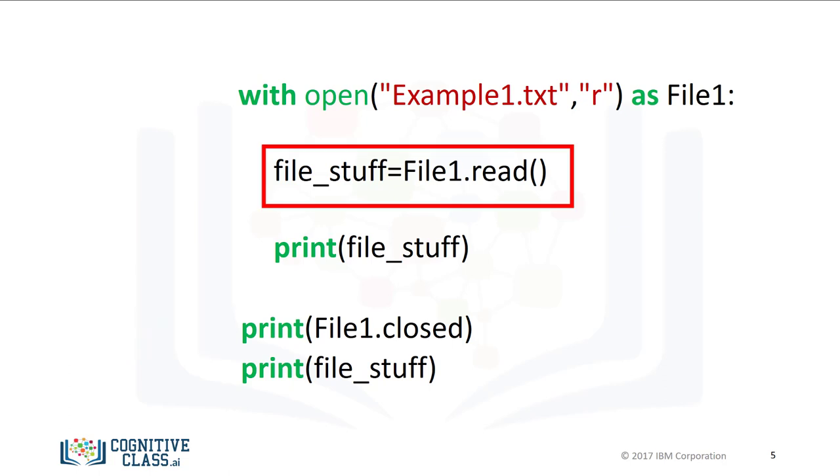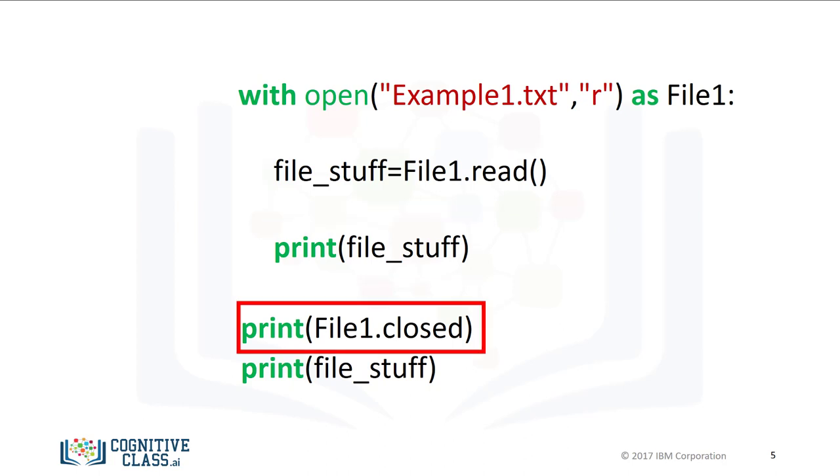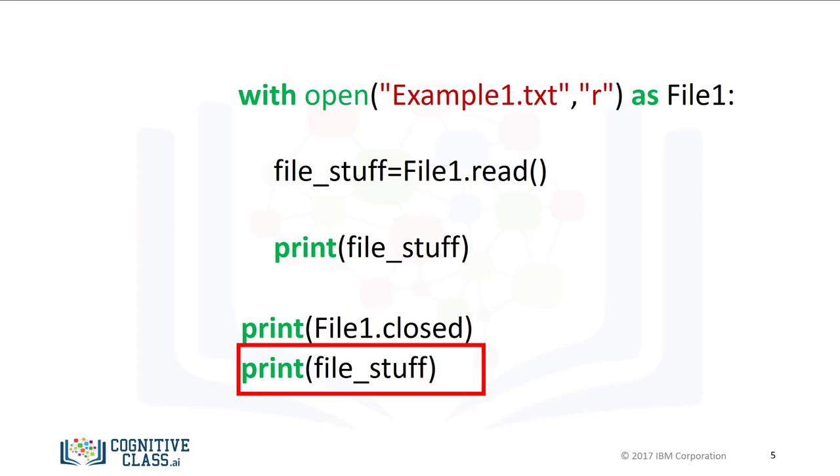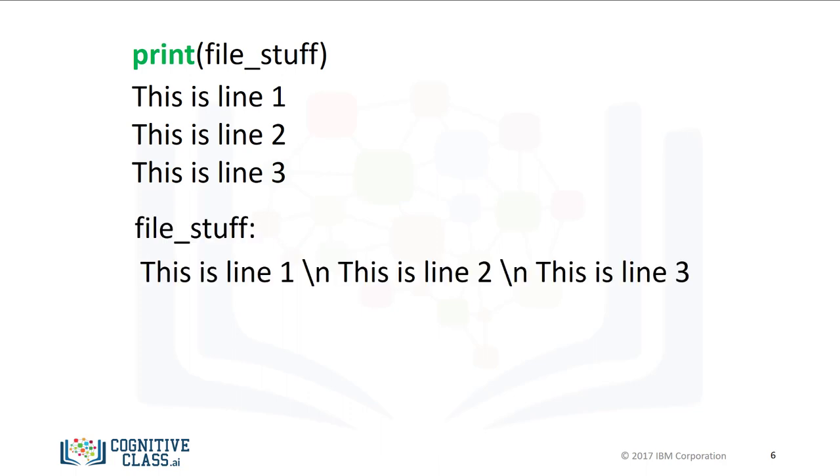The method read stores the values of the file in the variable file_stuff as a string. You can print the file content. You can check if the file is closed, but you cannot read from it outside the indent. But you can print the file content outside the indent as well. We can print the file content. We will see the following. When we examine the raw string, we will see the \n. This is so Python knows to start a new line.